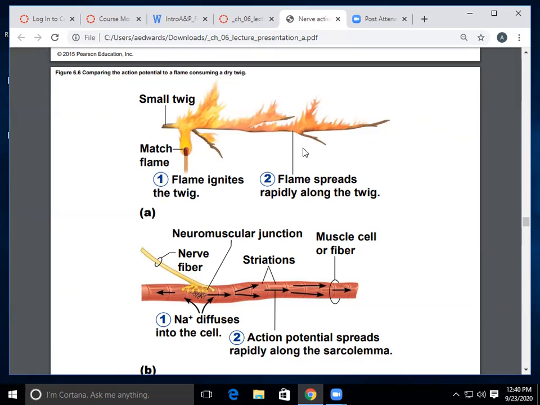The stimulus is going to make that action potential travel along that nerve. Then you get diffusing of sodium into the cell. Then you lead to the action potential. And it starts spreading across that muscle, just like that flame spreads across the twig, okay?